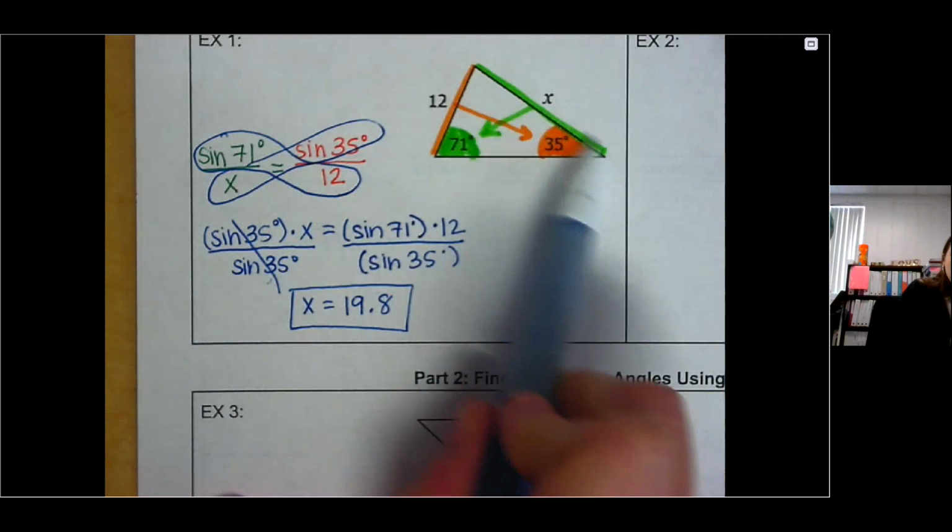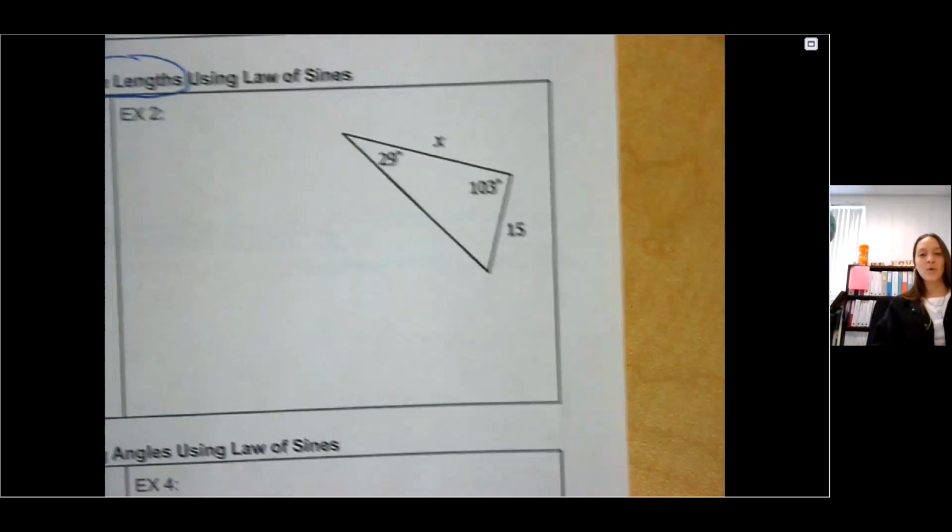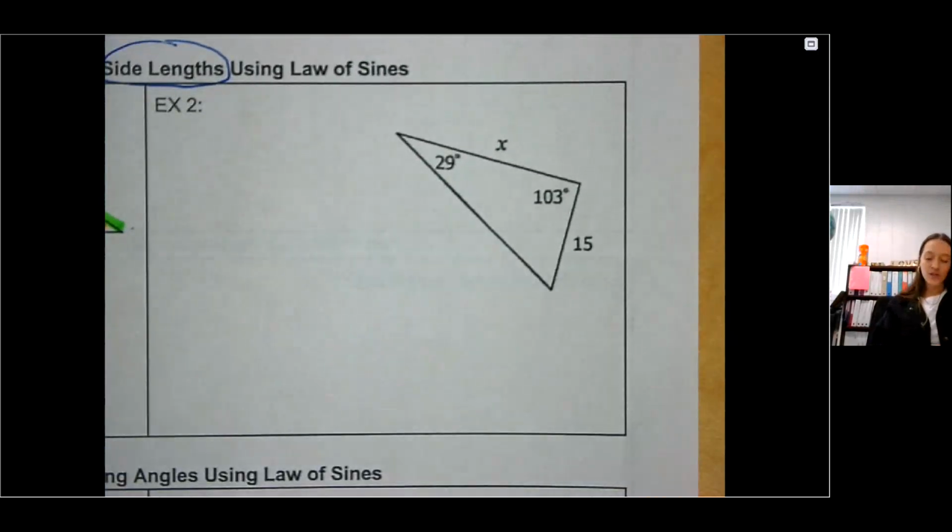So this side length right here is 19.8. Now we're done. So there we use the law of sines to help us find a side length. We're going to do the same thing now for example 2.